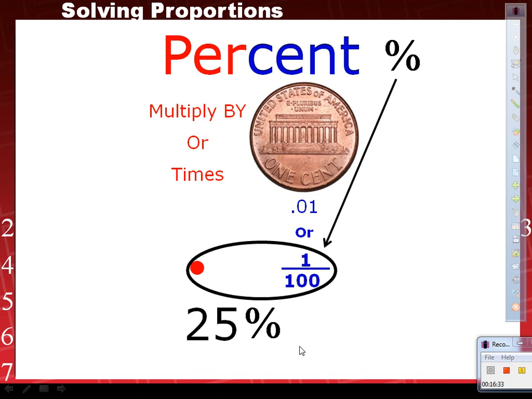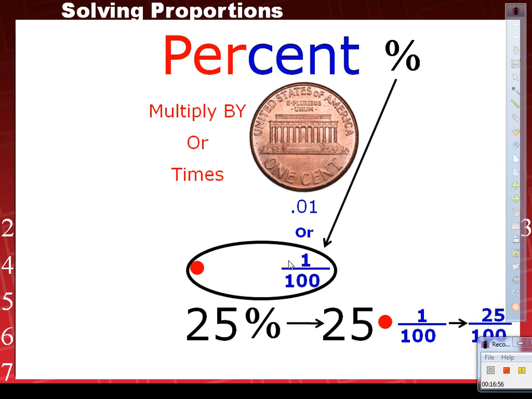So this is written as 25 times 1/100. Do we know how to multiply this? Yes, this will be 25 over 100, and we can reduce. Okay? So, also, a quick recap. Some of you already saw this before. Look up to the screen.